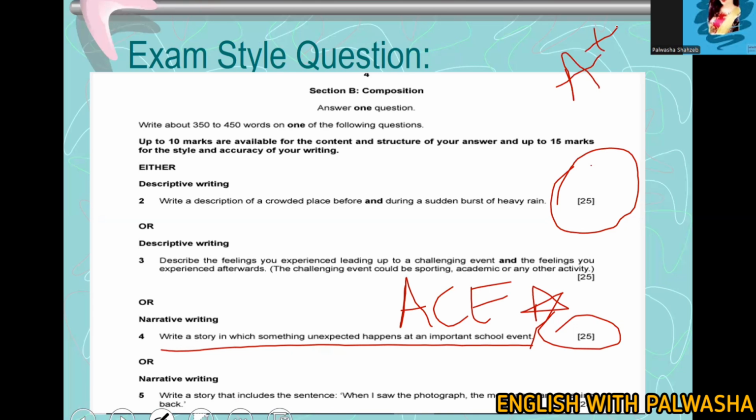फिर आ जाती है: write a story that includes the sentence, when I saw the photograph the memories came rushing back. इसमें आप flashback technique डाल सकते हो. ठीक है, ये question मांग रहा है कि flashback technique डालो उसमें. Okay, so you guys have to attempt all these two questions.